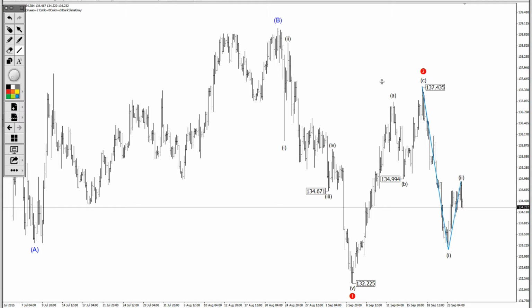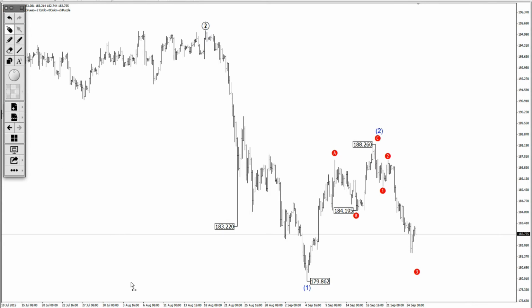if I have the correct wave labeling, but 1 degree higher or lower is not a big error to make. So I have still kept the labeling as is. So price now is 134.232, and the next decline should take us to new lows below 132.225, and if this is a third wave, it should be more powerful than the first, and the first wave was quite powerful, so more downside is expected in Euro Yen as well. Now let's move to the next pair, which is Pound Yen.